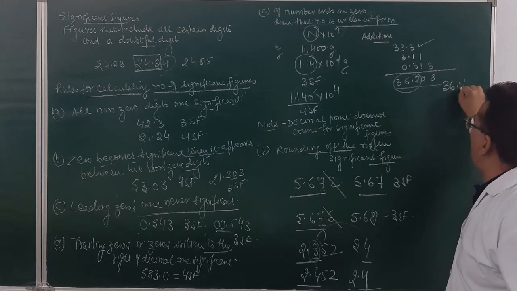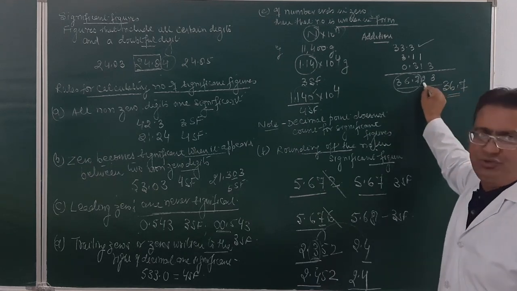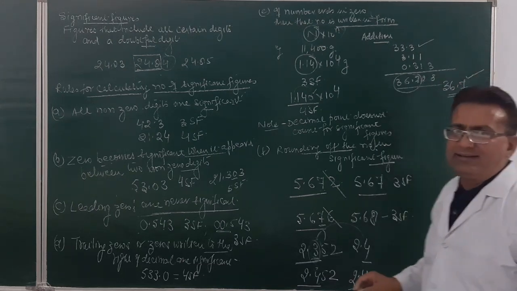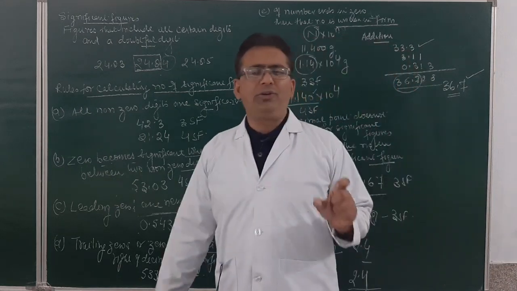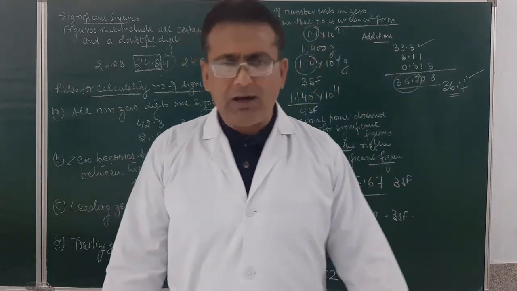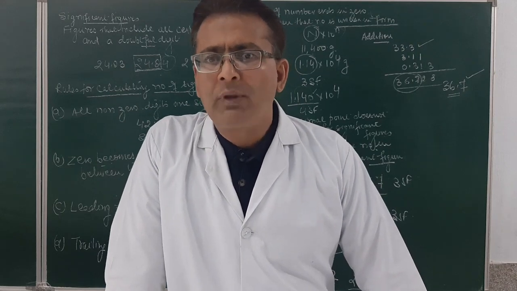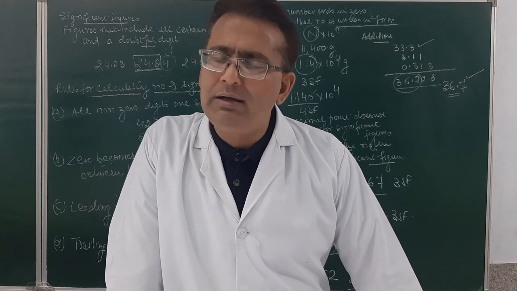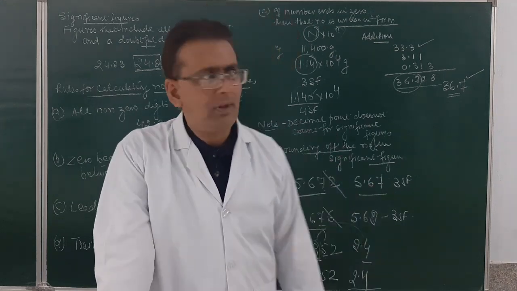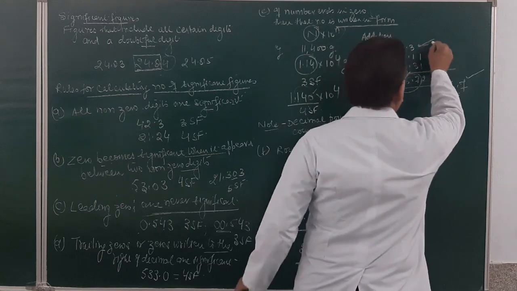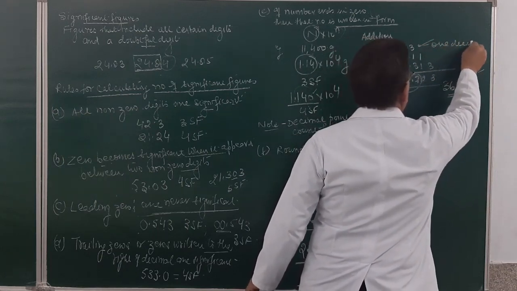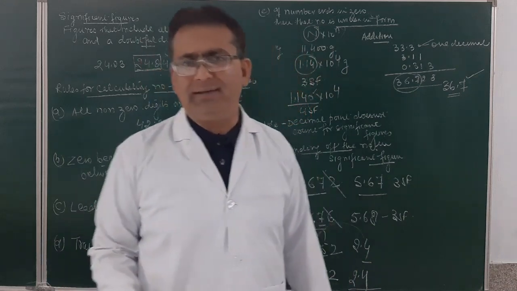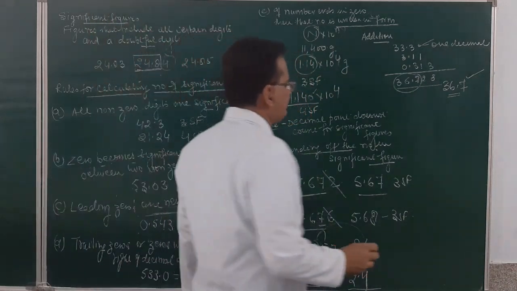Now, see very carefully. Here I will apply the rule. The following number is 2, which is less than 5. So, this number will be discarded and the answer will be 36.7. Am I clear? So, the result of addition or subtraction is to be reported to the same number of decimal places as were present in the least precise term. How many decimal places here? 1 decimal place.